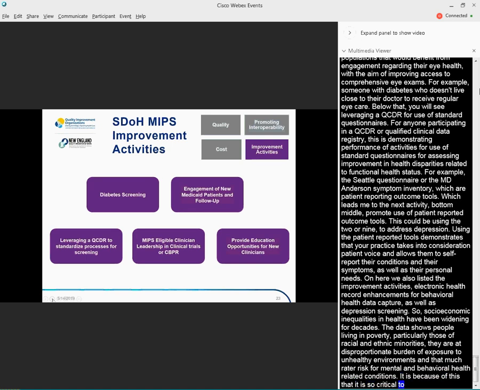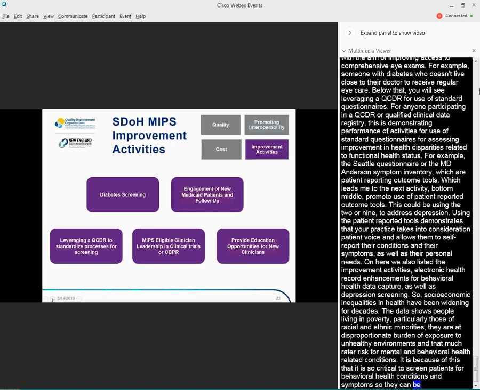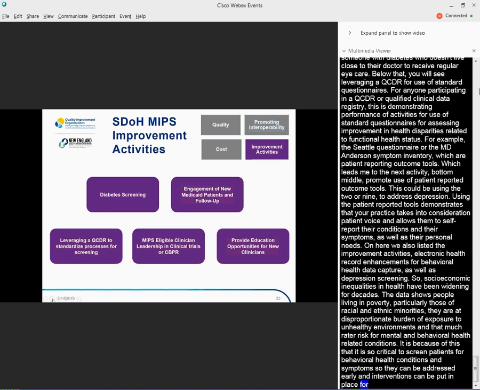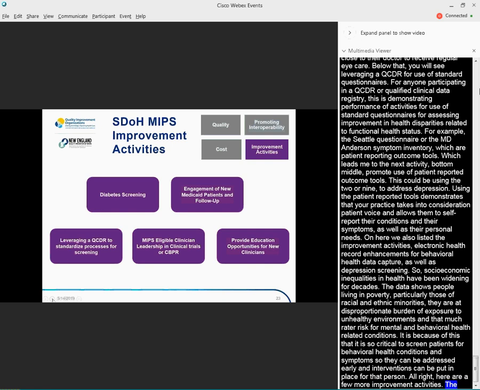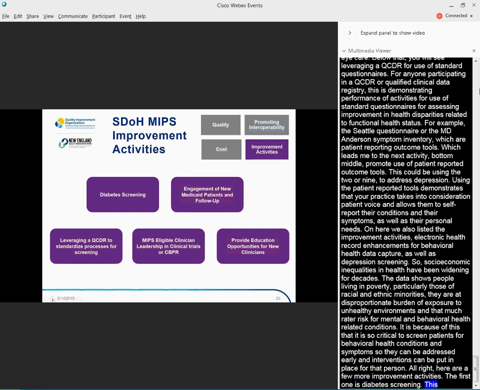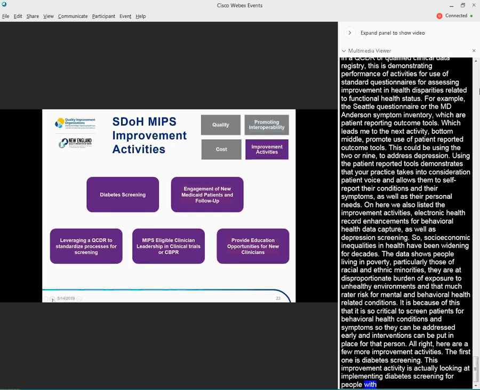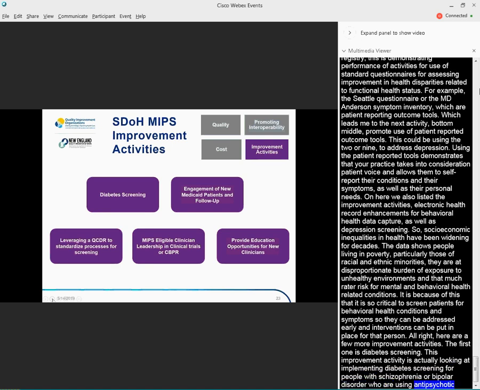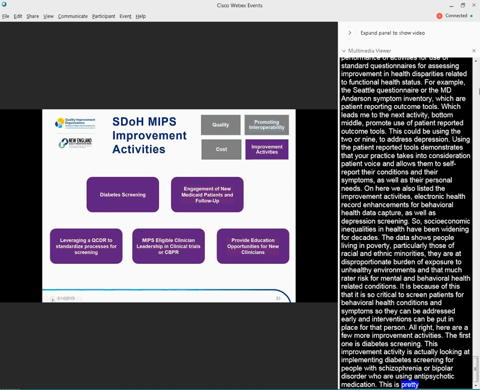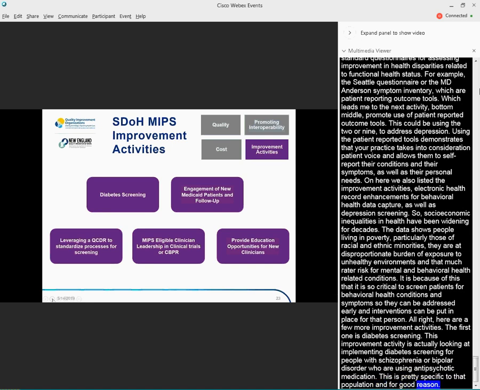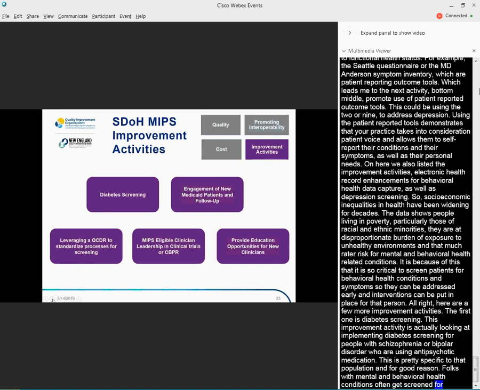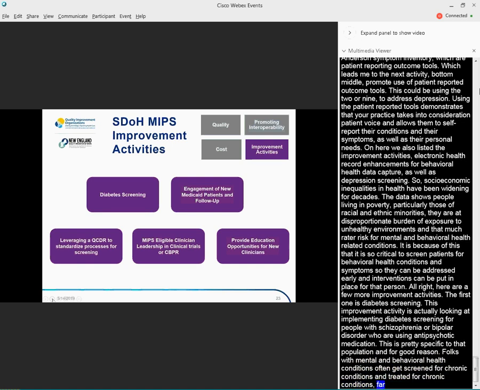All right, so here's a few more proven activities. So the first one we'll see is diabetes screening. So this improvement activity is actually looking at if you're implementing diabetes screening for people with schizophrenia or bipolar disorder who are using antipsychotic medications. So this is pretty specific to that population and for good reason. Folks with mental and behavioral health conditions often get screened for chronic conditions and get treated for chronic conditions far less frequently than those without mental and behavioral health conditions.